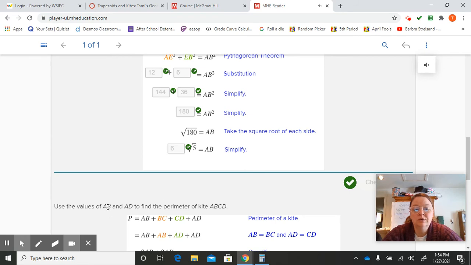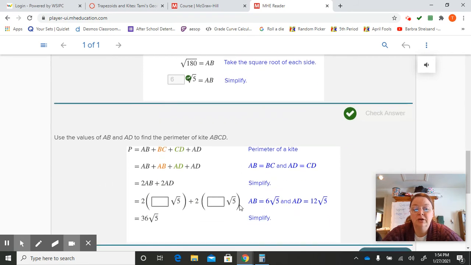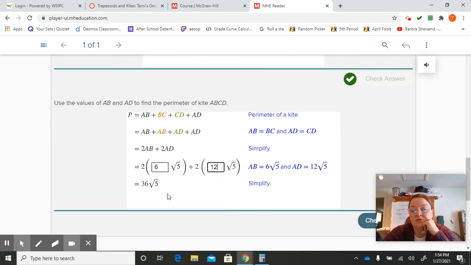Now we're going to use the values of AB and AD to find the perimeter of our kite, because we know that AB plus BC plus CD plus AD is the perimeter of the kite. We also know that AB and BC are the same, so we're going to use that number twice. We also know that AD and CD are the same, so we're going to use that number twice. So we're going to be using 2 times 6 roots of 5 and 2 times 12 roots of 5. And that simplifies down to give us 36 square roots of 5 for the entire perimeter.